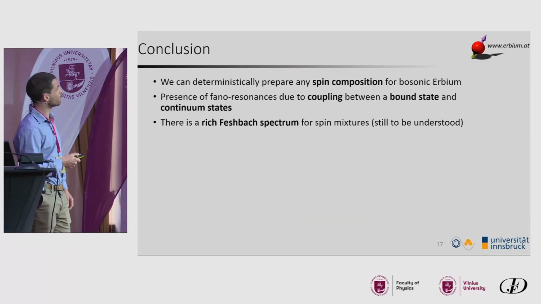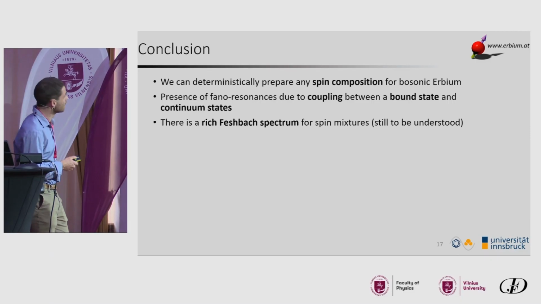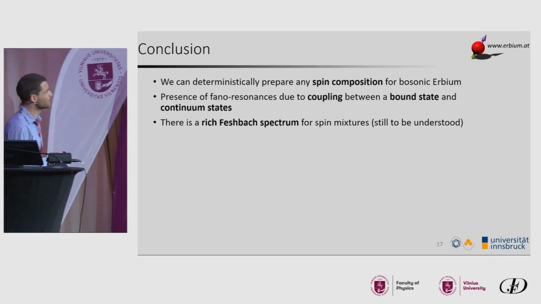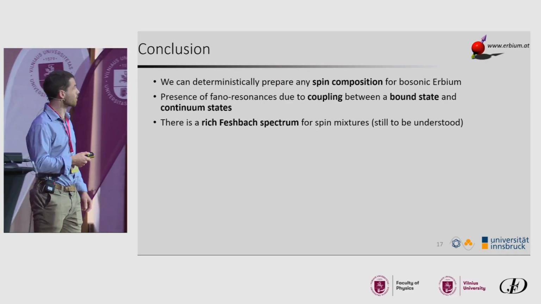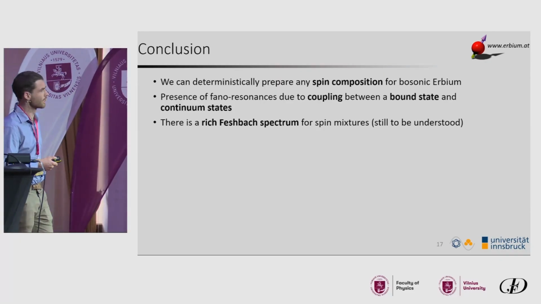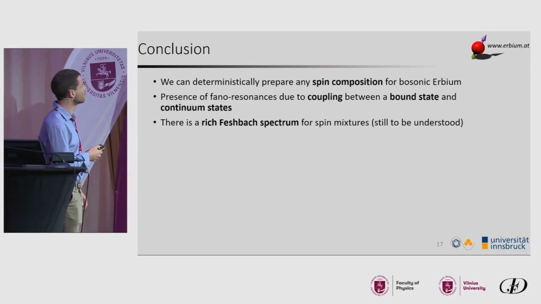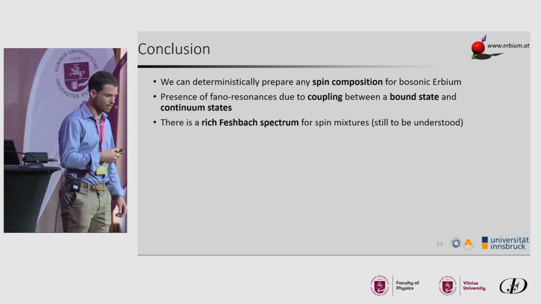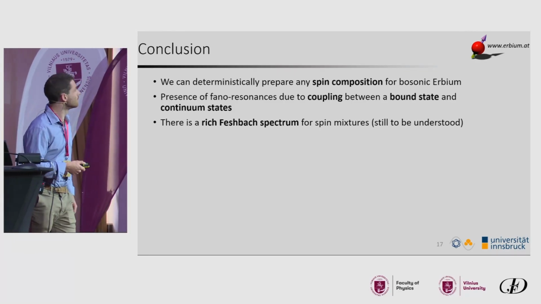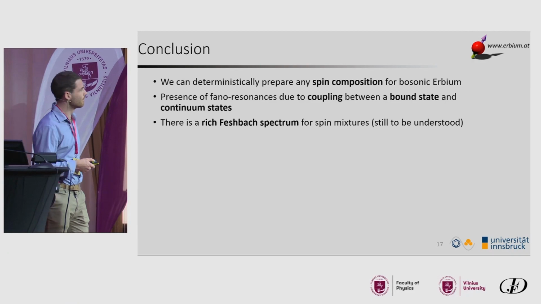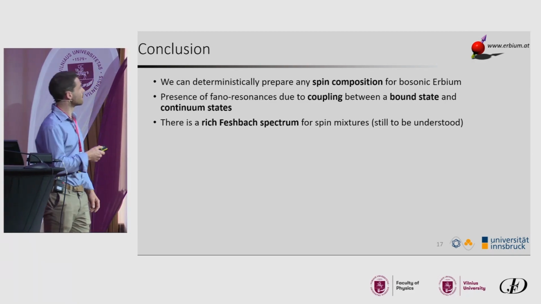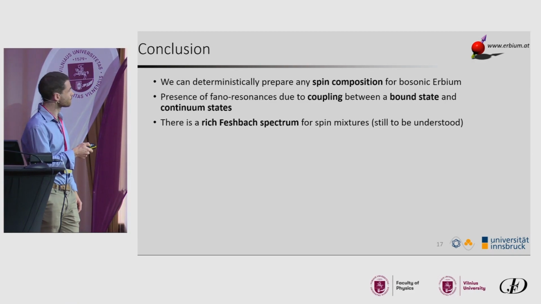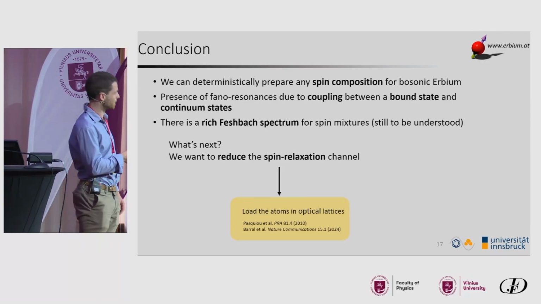So I showed you that we can prepare deterministically a spin composition in bosonic erbium, which was already a good step. And then we started the first investigation of what we can do with those spin mixtures. We already saw that there is actually very interesting physics going on in terms of scattering, and we can use it to understand a bit more about scattering in lanthanides, and then there's still a little bit to understand.